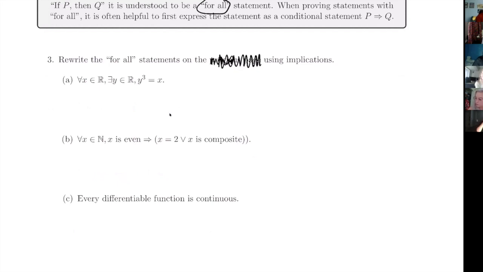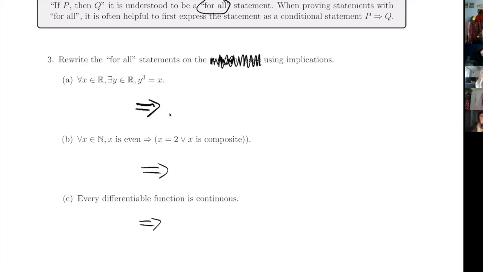Let's start by taking these for all statements and try and write them as conditional statements. That is mainly what we're going to be proving in this class. If some stuff is true, can we then show that some other stuff is going to be true? So if I've got a statement like this, I would like to write it as an implication: if something, then something else. And this is going to be the first step when we're going through our proving statements on the next worksheet.